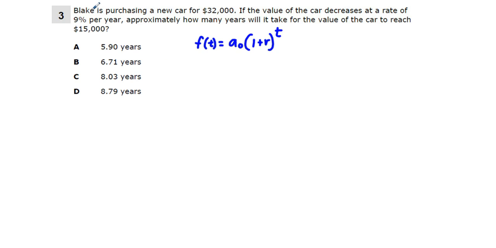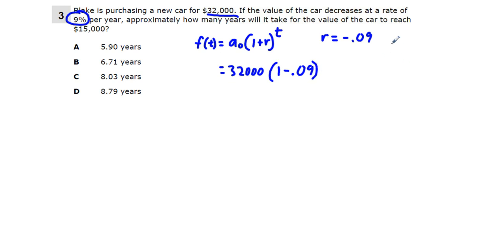And here we're decreasing at 9% per year, so r is going to be equal to -0.09, because that's what we need. So a sub 0 is going to be 32,000, which is our starting amount for the car, and then we're going to have 1 minus 0.09.